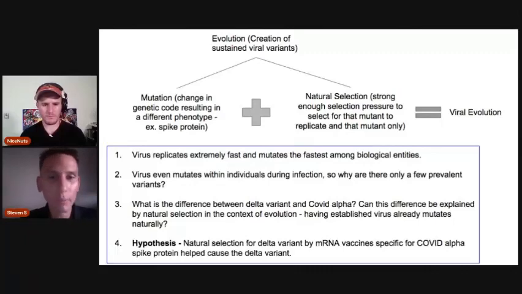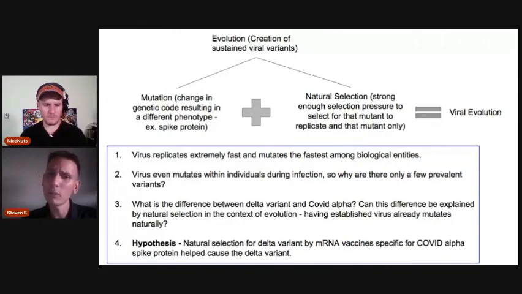You'll hear everyone and their mom talking about mutation in terms of COVID, right? And that's because viruses replicate the fastest of any biological entity. When you replicate, you mutate. So viruses mutate even within one cell, can give rise to many different variants, and even different variants and little variations can be present in one person with an infection.